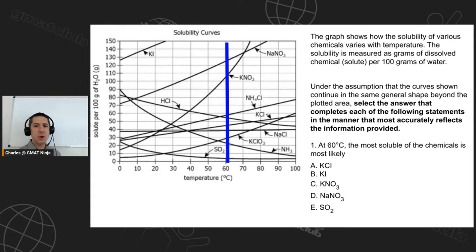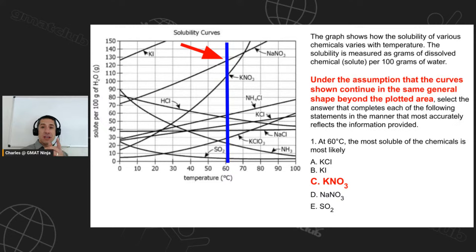Well, that's pretty straightforward. We can just look at that, draw a line up from 60 degrees. And what's the most soluble? Higher up is more soluble. That's fantastic, so it must be right up at the top there. Yeah. I highlighted the wrong thing. But this should actually be D, right? Because it's NaNO3, not C. That's my mistake on the slide. But yeah, it should be D, NaNO3, right?